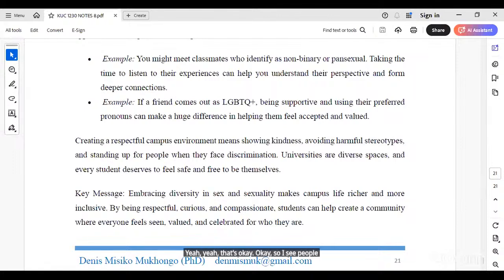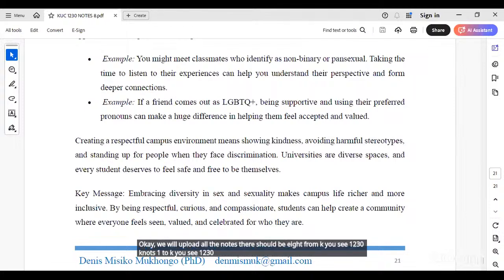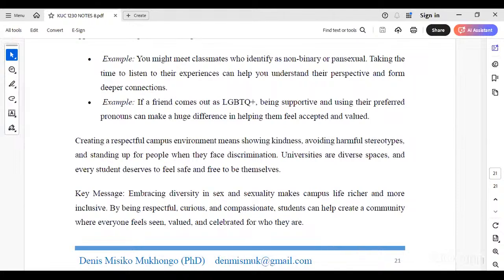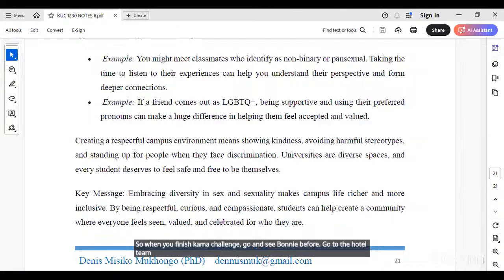We will upload all the notes. There should be 8, from KUC 1230 notes 1 to KUC 1230 notes 8. So as Bonnie has said, if you miss the cut, that's your problem. And when you are doing it, click submit. Last time many people were doing it and did not click submit. So when you finish, if you have a challenge, go and see Bonnie before. Go to the ODEL team, they will help you. Don't let the day come and then start saying something happened.